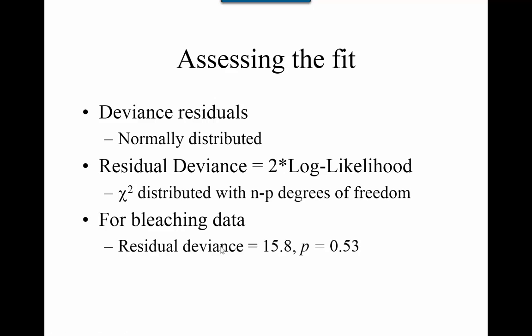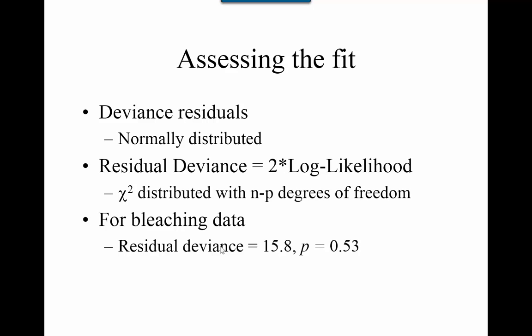How are we going to assess the fit? So we're still interested in the residuals. For a Poisson distributed model or a binomial model where the number of trials on each observation is bigger than 1, we can look at the deviance residuals, which are going to be normally distributed, just as the regular residuals are for a normal error model.